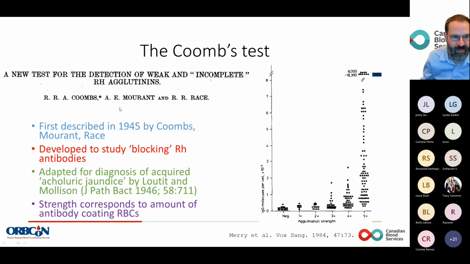It was a test that was developed by a group. Coombs, Mourant, and Race was the first paper that described it. So I think Coombs is often credited with it, but the first paper technically did have a few other people on the paper describing the use of it.